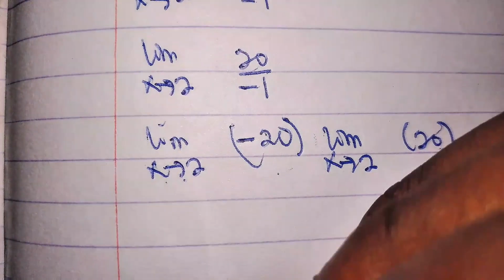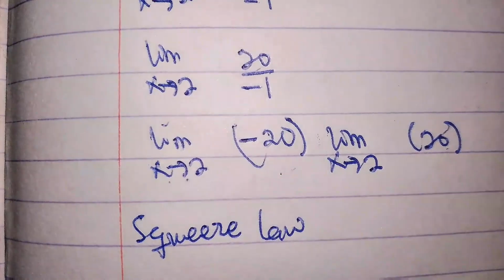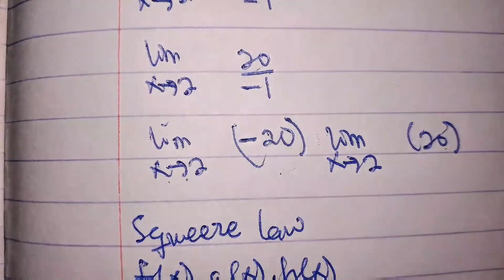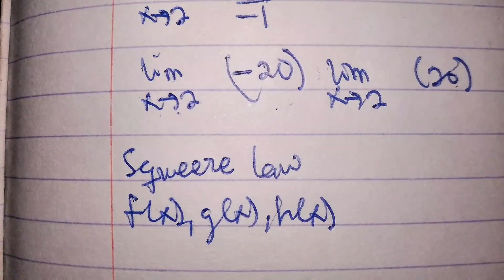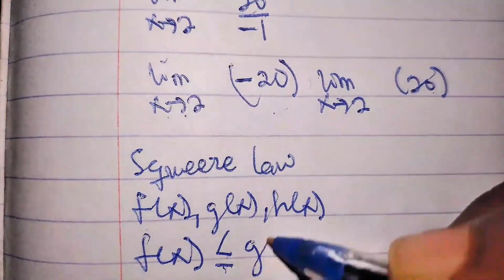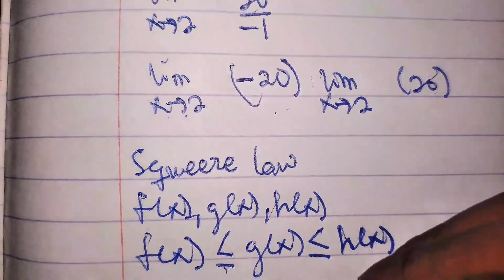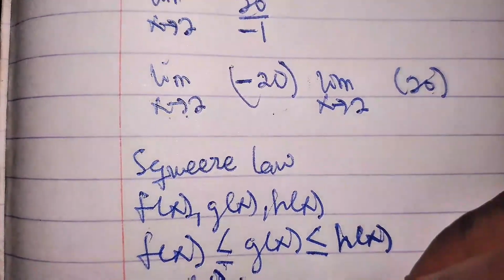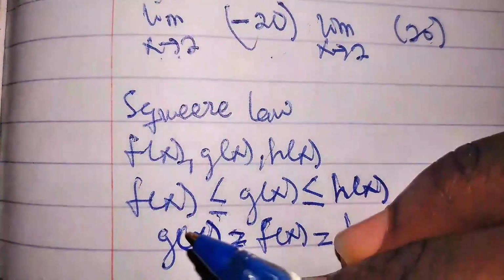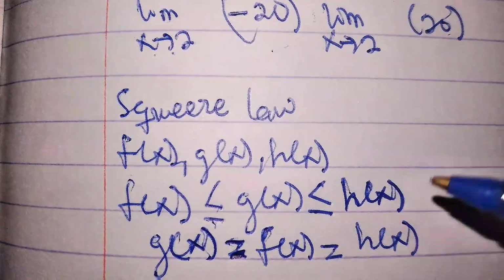Now there's a certain law, the squeeze law. This law makes us understand that if you have 3 functions, f of x, g of x, and h of x, and f of x is less than or equal to g of x, which is also less than or equal to h of x, then g of x can be equal to f of x, which can be equal to h of x in terms of the values that will be gotten.